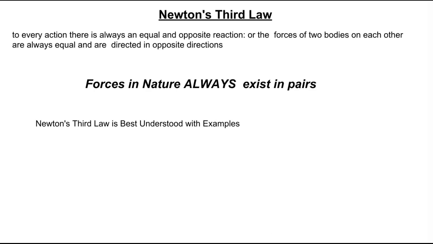Let's get started. So there you see the definition on the top of that screen. To every action there is always an equal and opposite reaction, or the forces of the two bodies on each other are always equal and always directed in opposite directions. So forces in nature always exist in pairs. That's really what he's trying to get across when he was discovering this law or writing it down, and that these pairs are typically in opposite directions of one another, and depending on friction or no friction, they would be equal to one another.